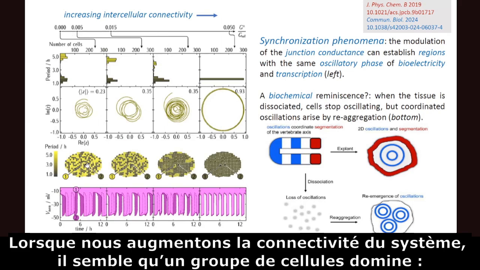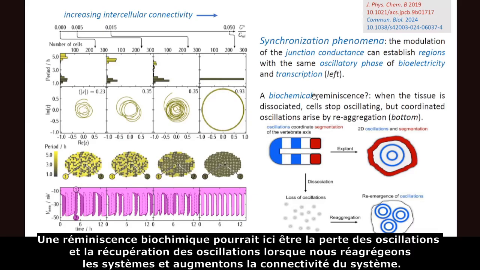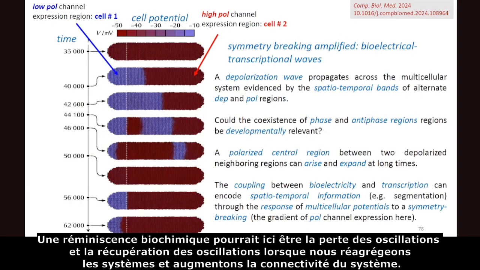When we increase the connectivity of the system, it seems that one group of cells dominates. In this case, the low period cell dominates, and this can be observed in the imaginary versus real part of the control complex number zeta that characterizes the oscillatory behavior. A biochemical reminiscence could be here the loss of oscillations and the recovery of the oscillations when we reaggregate the systems and increase the connectivity of the system.